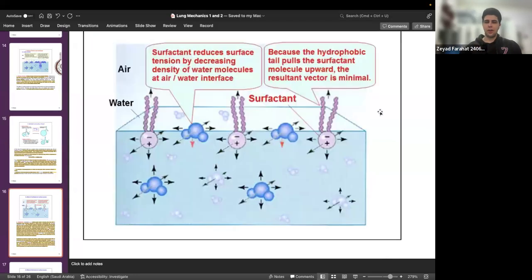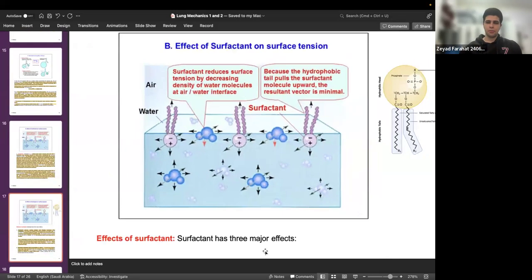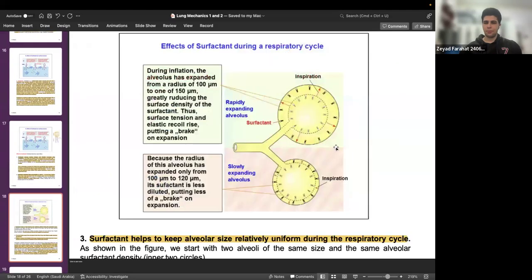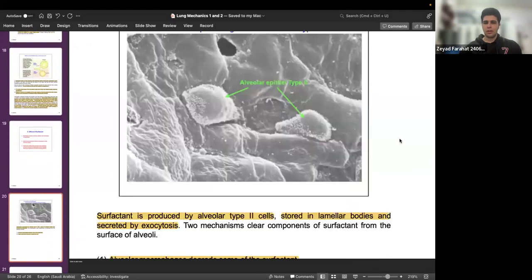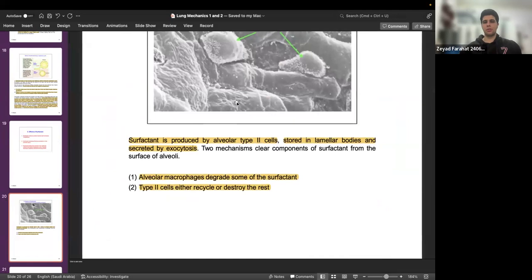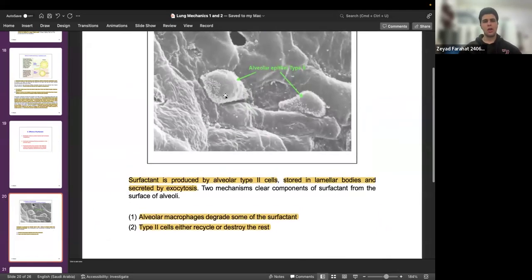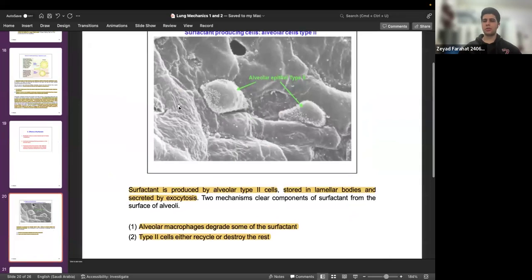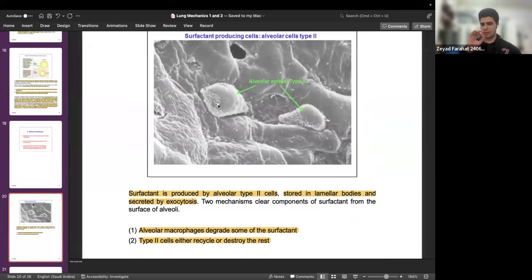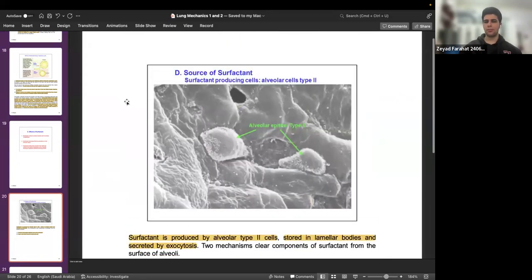Let's talk about surfactants. Surfactants are made by type 2 alveolar cells. If he brings this picture, it's also important, I guess. Supposedly, I remember he brought it once. So alveolar type 2, this is important. You have to memorize it's alveolar type 2, stored in lamellar bodies, excreted by exocytosis. And there are two mechanisms: it's either released by them or degraded by the macrophages. This is the source of the surfactants.